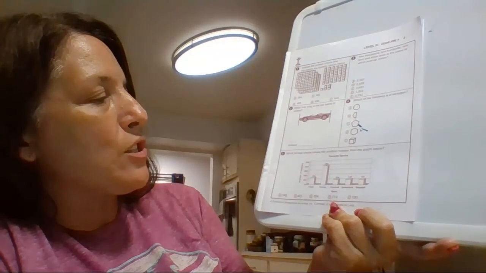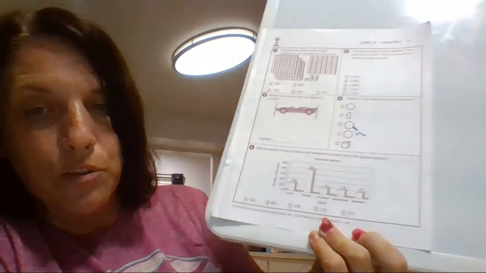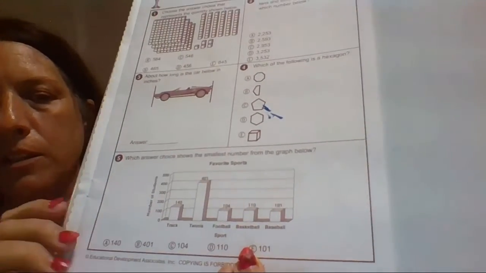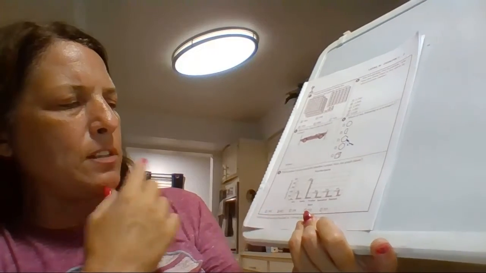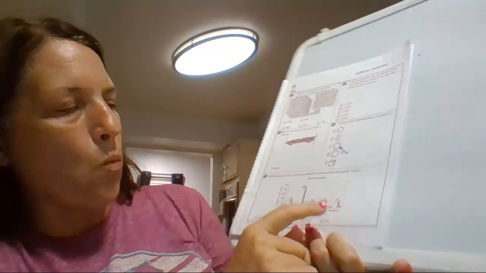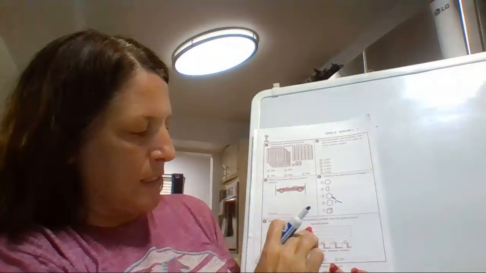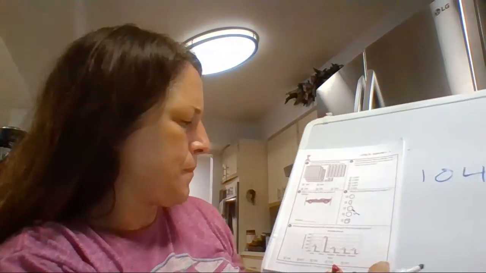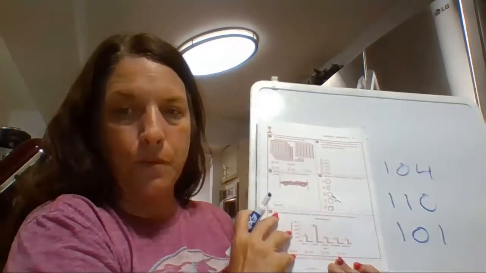And down at the bottom, we're seeing a lot of these graphs. Which answer choice shows the smallest number from the graph below? Now, this one's tricky because you've got a bunch of numbers that start with 100 on this one. And you have to find the smallest number. And it's a little hard to tell by the bars because they look pretty much the same. So you have to decide if 101, 110, or 104 is smaller. Well, let's write those numbers. So you have 104, you have 110, you have 101, right?